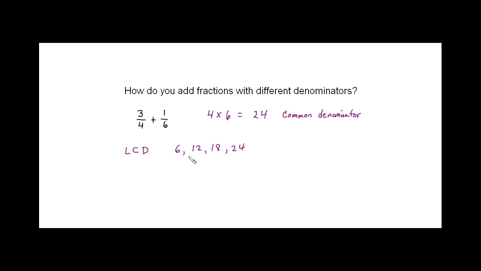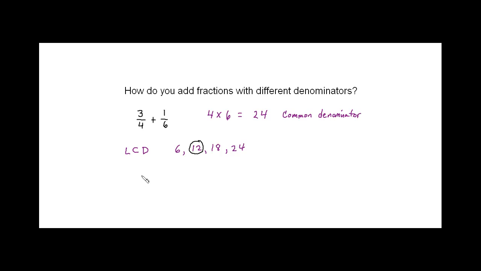Now we already know that 24 is a multiple of 4 and 6. But what about the other numbers? Are any of these numbers also a multiple of 4 and of 6? Well, sure, the number 12. The number 12 is a multiple of 4 and of 6. So that's going to be our least common denominator. So what are we going to do with this least common denominator? Well, we're going to use it to change 3/4 and 1/6 into new fractions whose denominator would be 12.